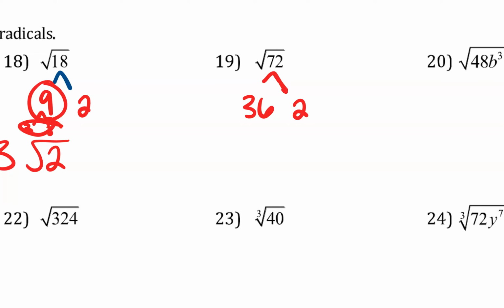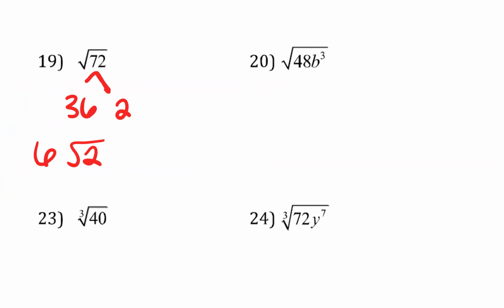Which I like because 36 is a nice big perfect square. The square root of 36 is 6, so 6 comes out and 2 stays in. I could have broken it down further. I could have broken it down a different way, but this saves us a lot of time if we do big perfect squares.